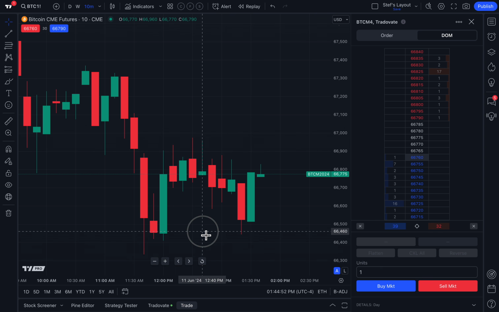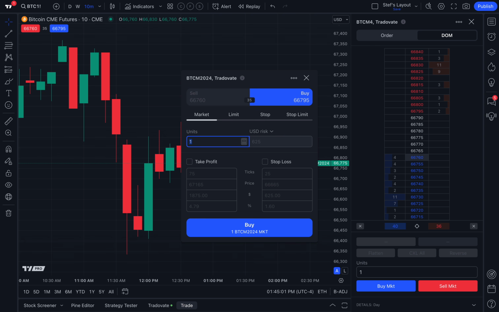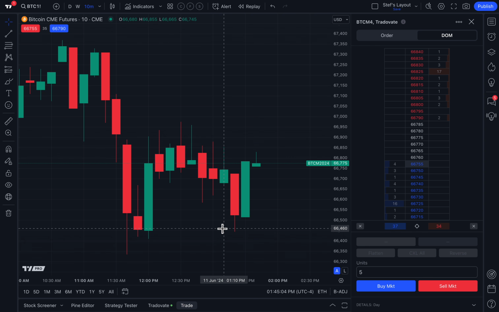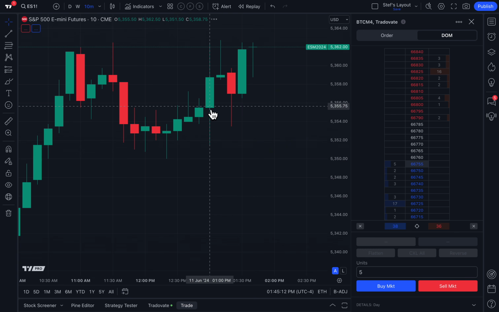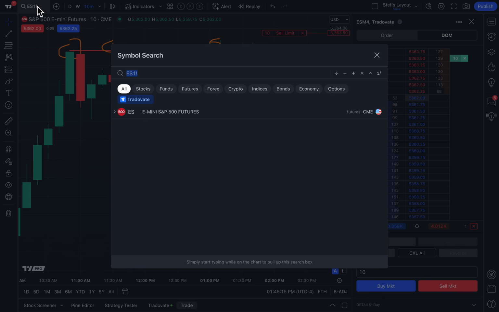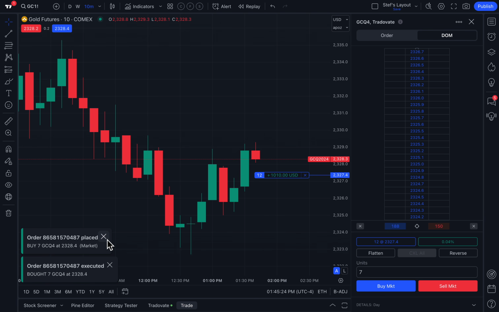Now that you understand the depth of market tool, from its basics to the more advanced features, let us finish this presentation with a few final points. What we're going to do is we're going to market buy 5 Bitcoin CME futures because we want to remind you that the trade failed. So let's go ahead and let's go to ES E-mini futures. Well, we've already placed a trade there, so let's go to gold futures. Let's go ahead and click buy here. And we've now bought, you can see our orders, 7 contracts of gold futures.